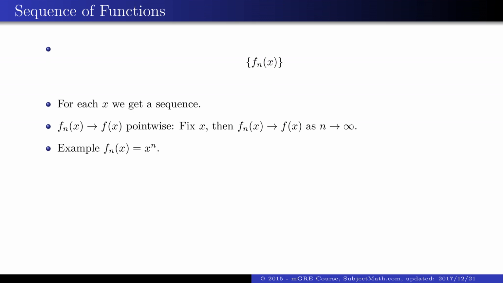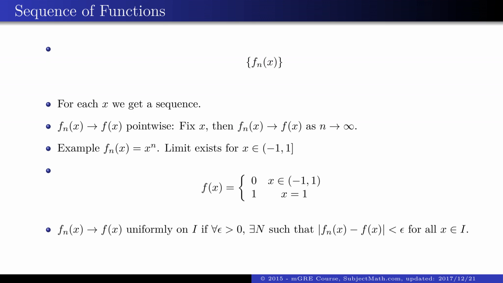For example, if fn is x to the n, then for each x in this interval we have a limit which is 1 at x equals 1 and 0 otherwise. We say that fn converges to f uniformly if for any epsilon we can find n such that the fn functions are epsilon close to the limit function regardless of x.